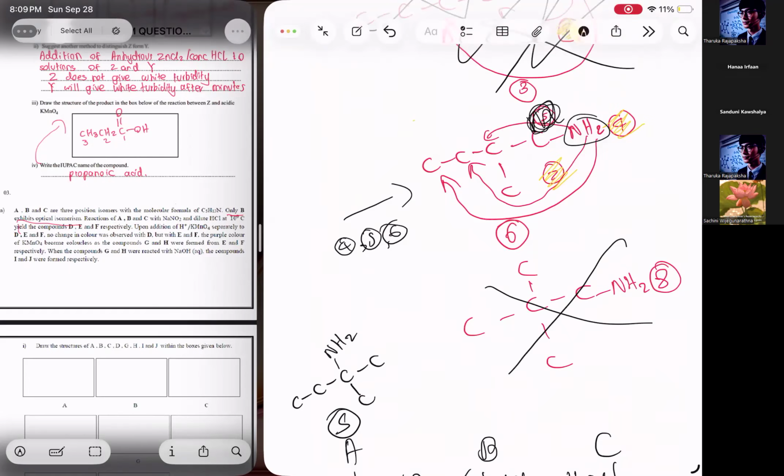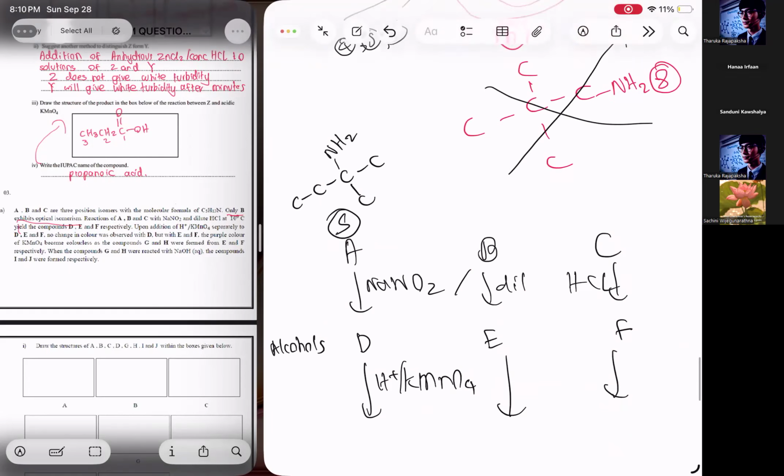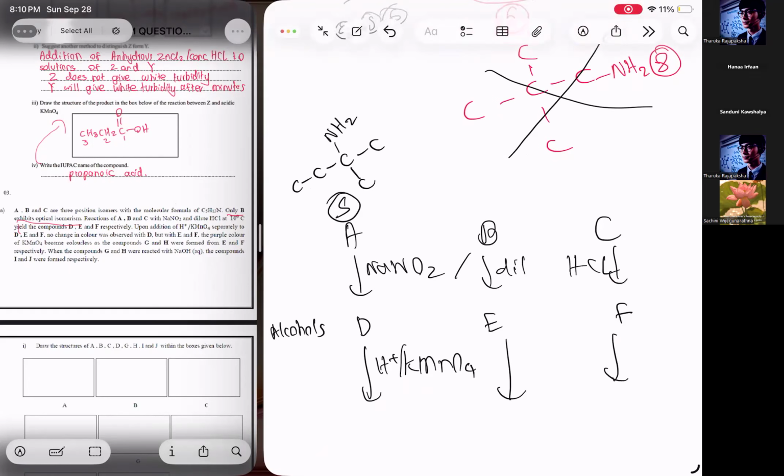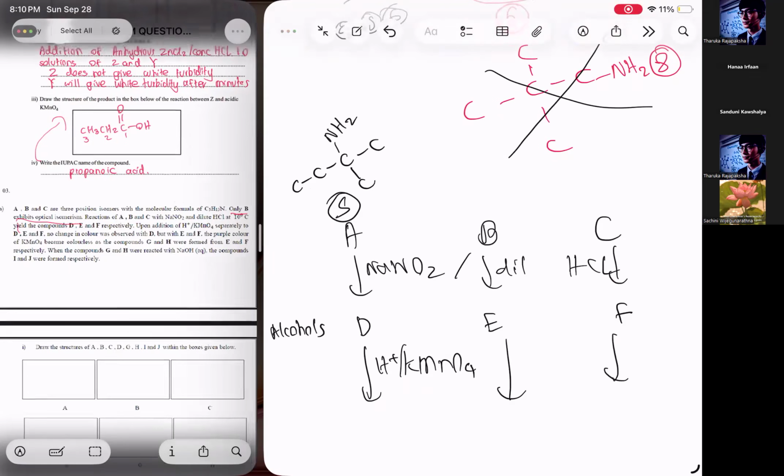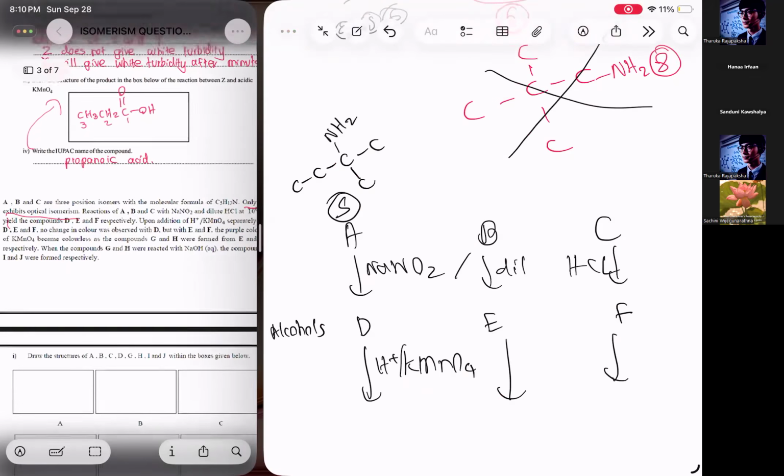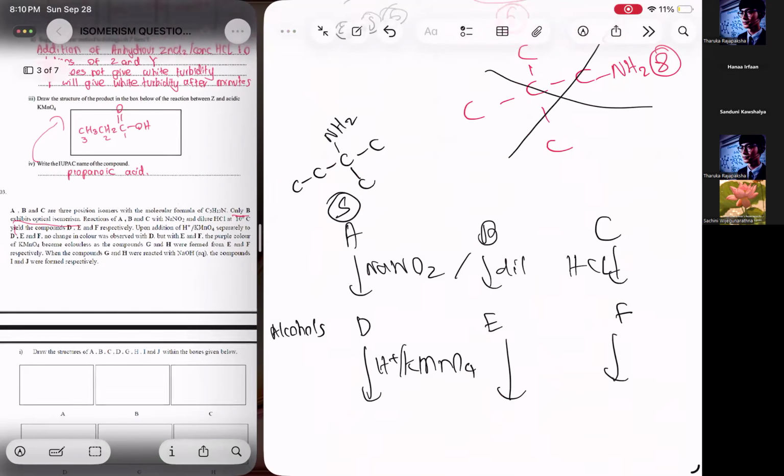That means there is 4, 7 and 6. Okay, 4, 7 and 6. Let's read it. Compounds D, E, F. Upon addition of H plus KMnO4 separately, no color change with D, E, F, but with E and F, the purple color disappeared as the compounds G and H were formed.